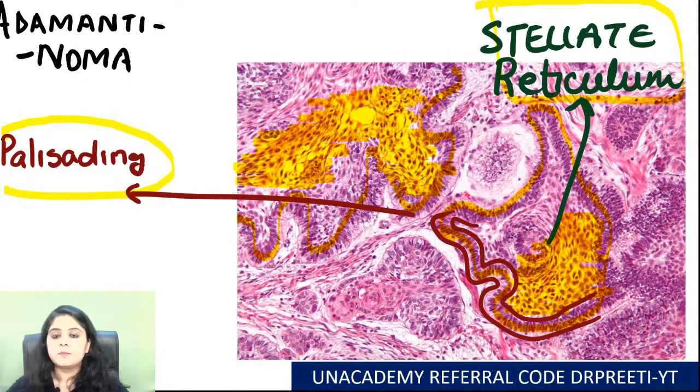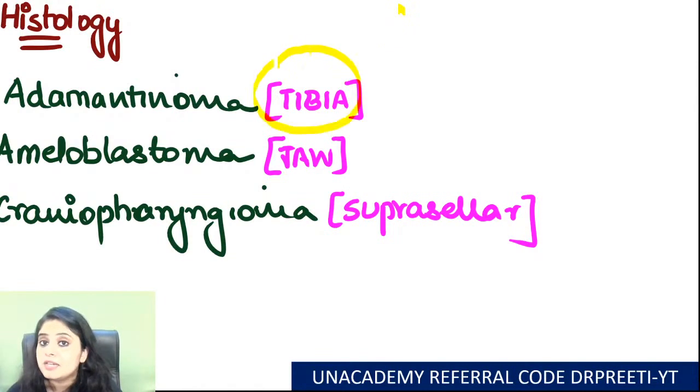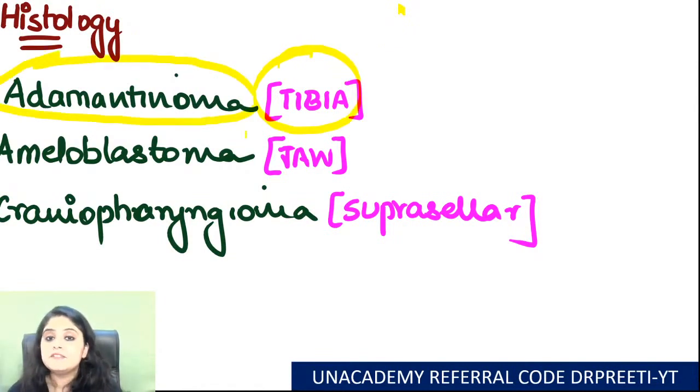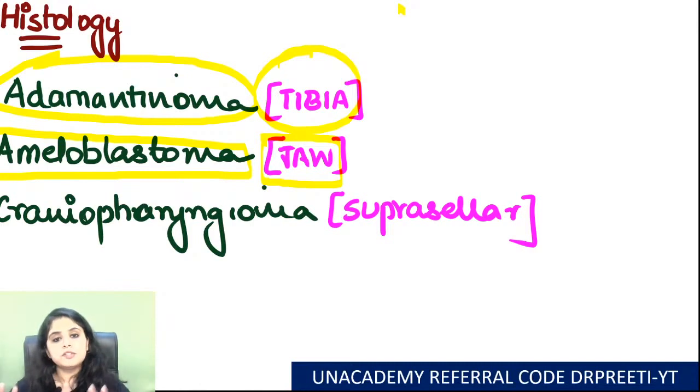Someone gives you this image. Immediately you ask him, tell me the site. If the person says the site is tibia, your answer is adamantinoma. If the person says the site is a jaw swelling, ameloblastoma. These are all separate tumors. Site makes all the difference. They look exactly the same on histopath. All of them have palisading cells. All of them have stellate reticulum. So in the tibia, you call it adamantinoma. In the jaw, you call it ameloblastoma.